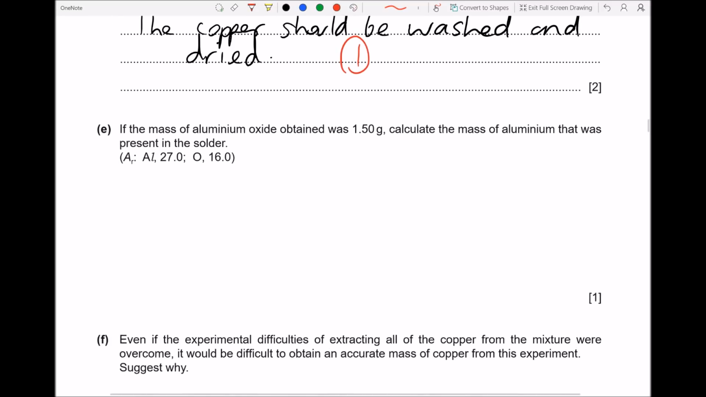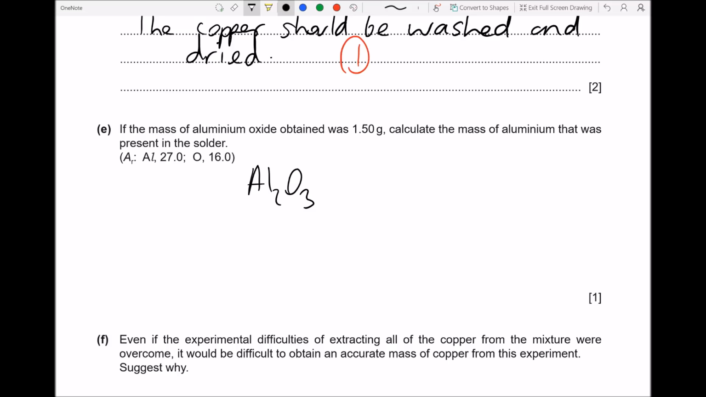Okay, says if the mass of aluminium oxide obtained was 1.50 grams, calculate the mass of aluminium that was present in the solder. Right, so what we have to do, it's only for 1 mark, so there isn't a massive amount of calculation to do here. What I would do is write down the formula for aluminium oxide. So the formula is Al2O3. Okay, and what we need to do is work out the relative atomic mass of the individual parts of the aluminium oxide, and from that we can work out the relative molecular mass. And then once we know the relative molecular mass, we can work out the mass of aluminium individually.